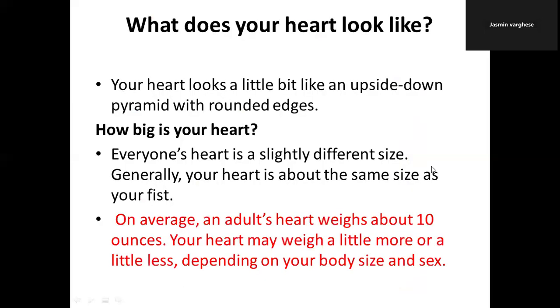So what does your heart look like? Your heart looks a little like an upside down pyramid with rounded edges. Everyone's heart is slightly different in size. Generally, our heart is about the same size as our fist. On average, an adult's heart weighs about 10 ounces. Your heart may vary a little in weight, more or less, depending on our body size and sex.